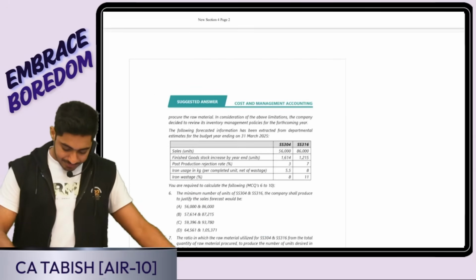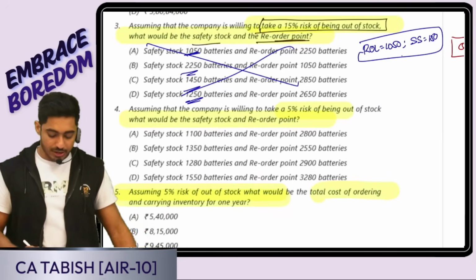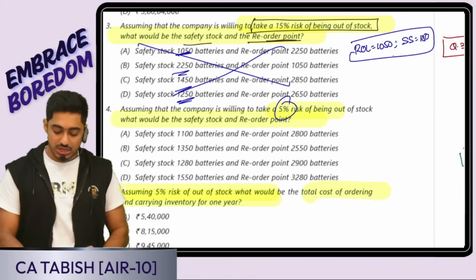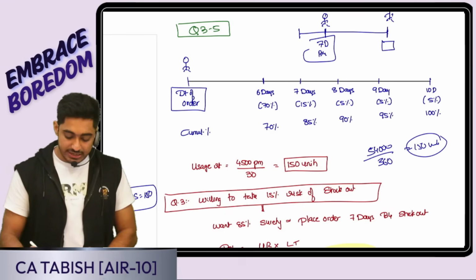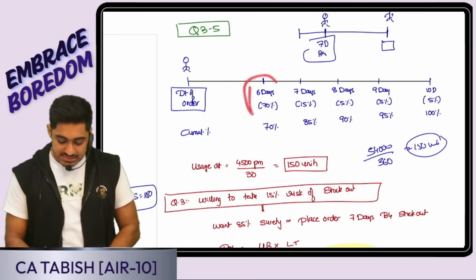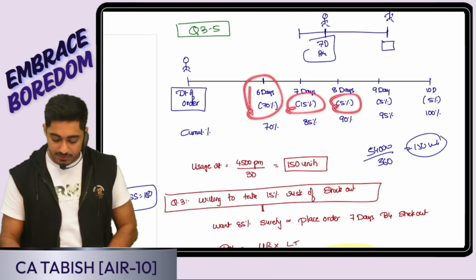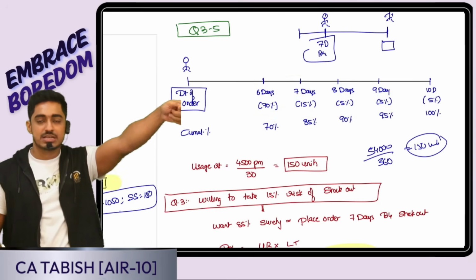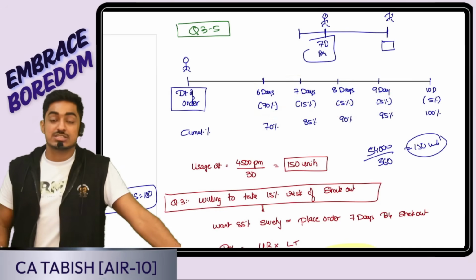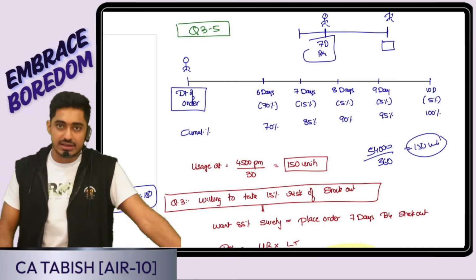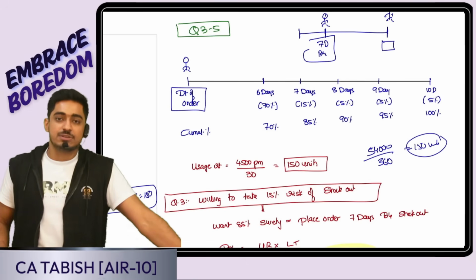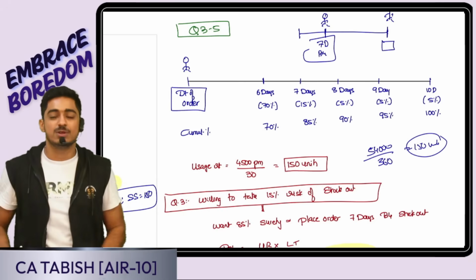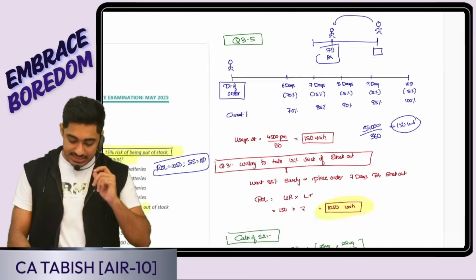Now, that is over. The 4th point: if the company is taking 5% risk, only 5% risk I want. That means how much percent surety do I want? 95%. So look at this, if I want 95% surety, 6 days means 70, 15, 5, 5, which makes 95%. That means at least 9 days before stock out I'll have to place an order. So 9 into 150, it is going to be 1350 as my reorder level. And if you are calculating safety stock that way, ideally 6 days is sufficient, but you kept 9 days. That means 3 days extra. 3 into 150, 450 is going to be your safety stock. Is this clear, everyone? Perfect.